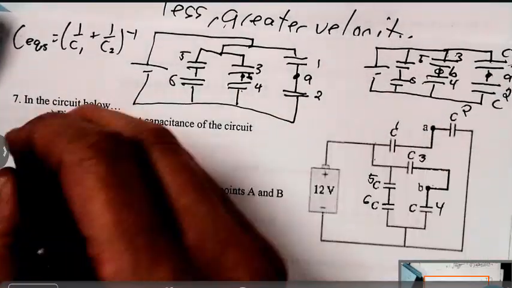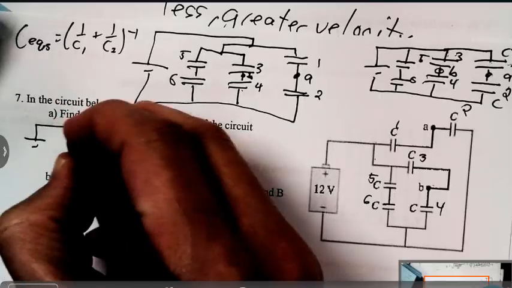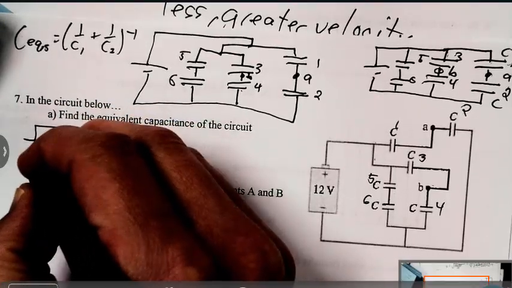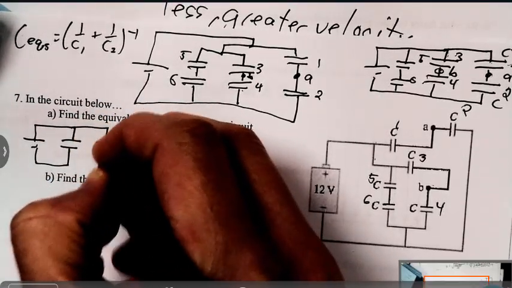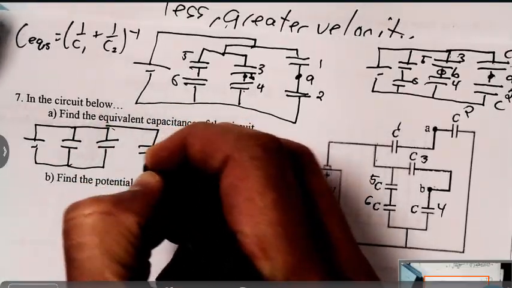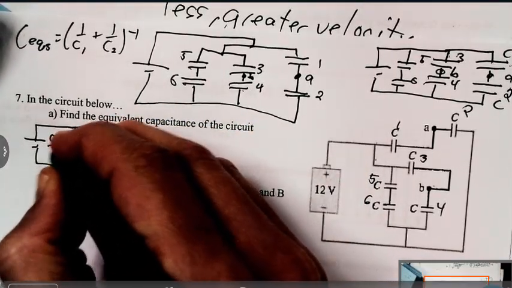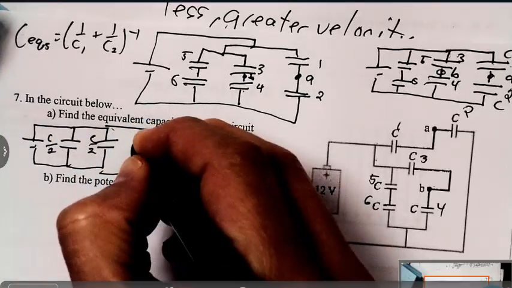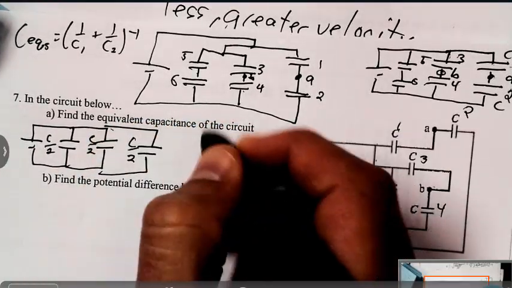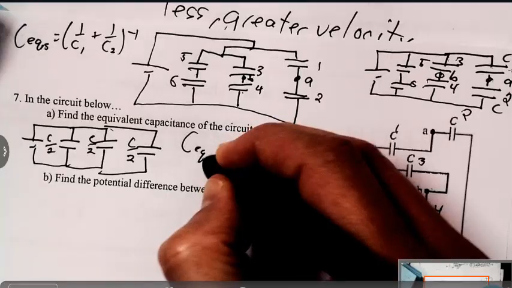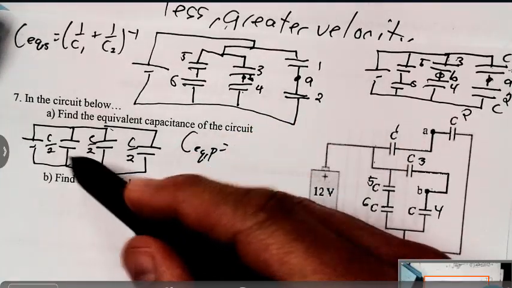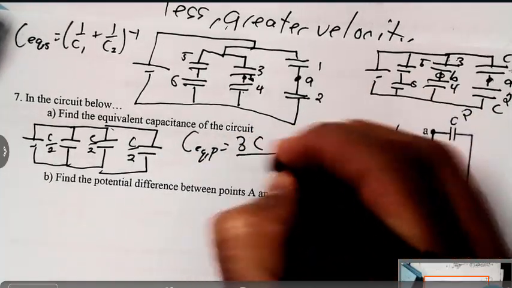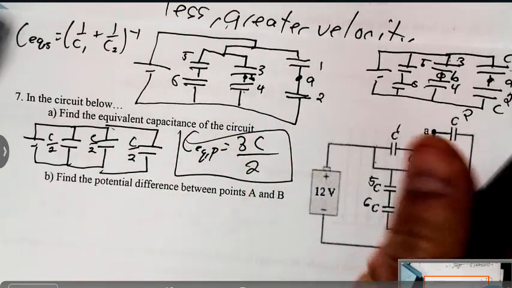So this circuit is very similar to this circuit. We have 3 capacitors all in parallel, and each of them has a capacitance of C over 2. And they're all in parallel, which makes this problem really easy. To find the equivalent capacitance in parallel, all we have to do is add C over 2 plus C over 2 plus C over 2, which is 3C over 2. Pretty sure that's it.